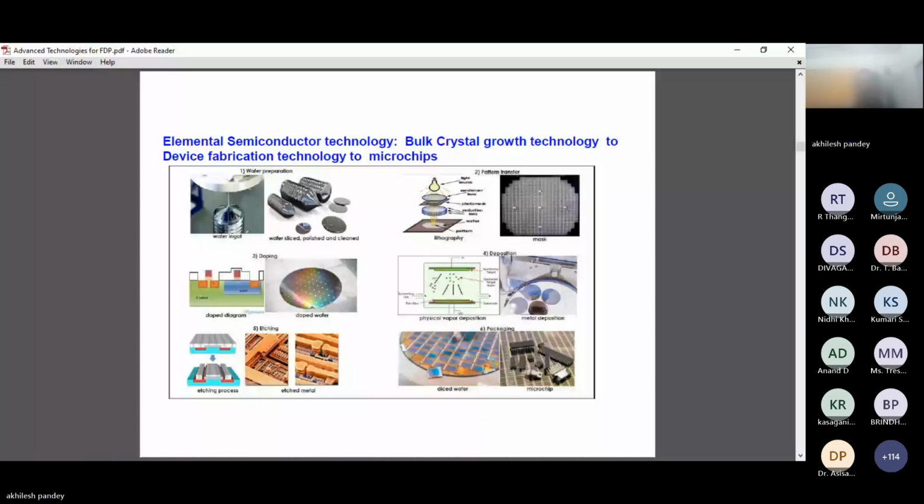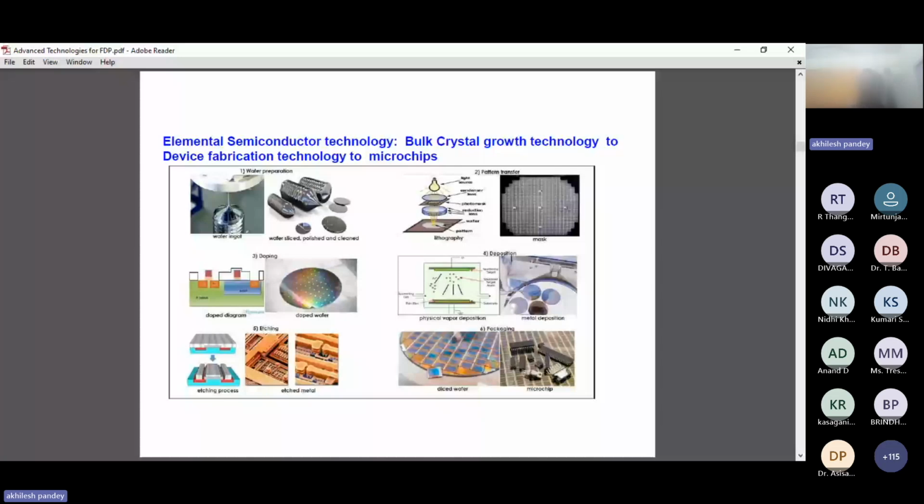One is lithography. Lithography is nothing but the pattern transfer onto the silicon wafer. For that, one has to make a photo mask. The photo mask has to be kept above the silicon wafer, and UV light exposure will be done after resist coating. Then the pattern has to be transferred. After patterning, doping has to be done.